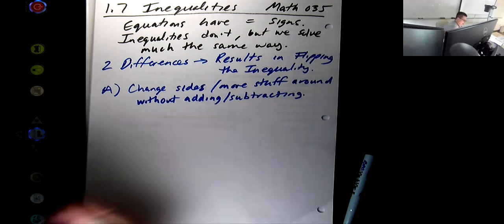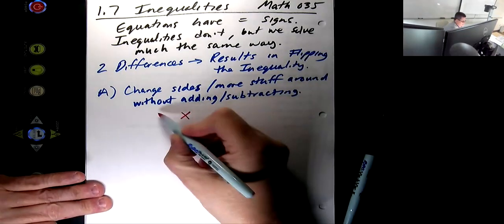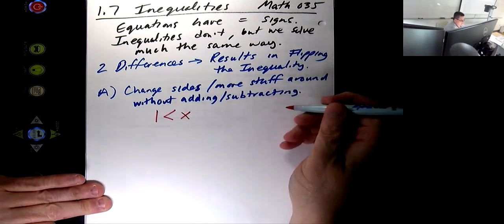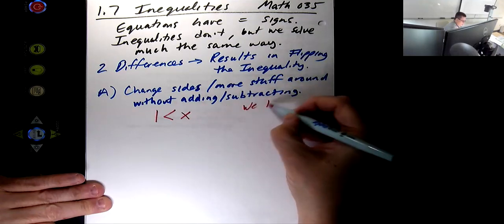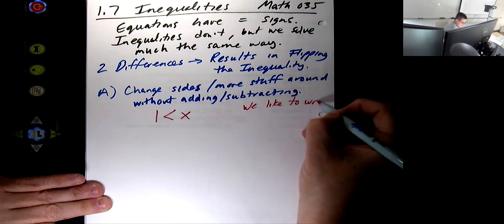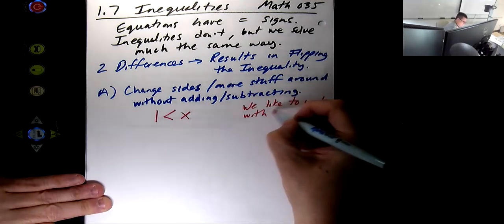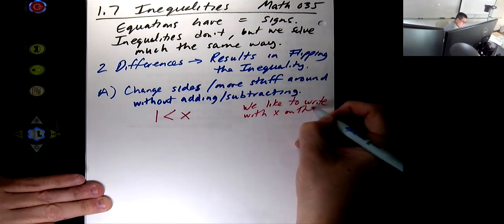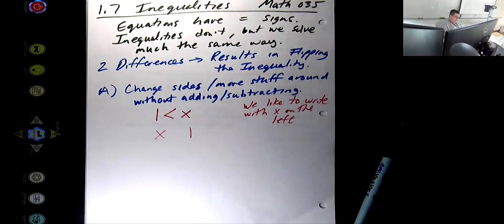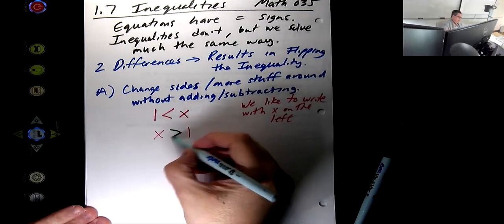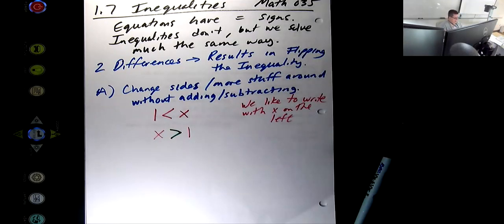So if we have x on the right, something like this, a lot of times we like to write it with x on the left. The inequality has to be chasing the x. I didn't add or subtract x over, I just moved it.